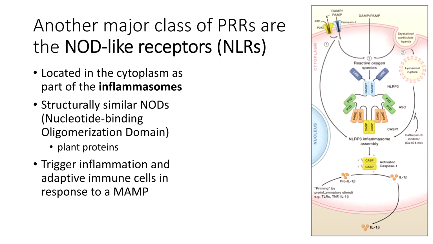In contrast, there are also the nod-like receptors. These are located inside of the cell for detecting intracellular pathogens. So rather than responding based on the plasma membrane, this is going to be able to detect pathogens that have actually entered into the cell. They're in the cytoplasm in this compound called the inflammasome. What they'll do is basically trigger inflammation and the adaptive immune cells to respond and deal with that invading pathogen.